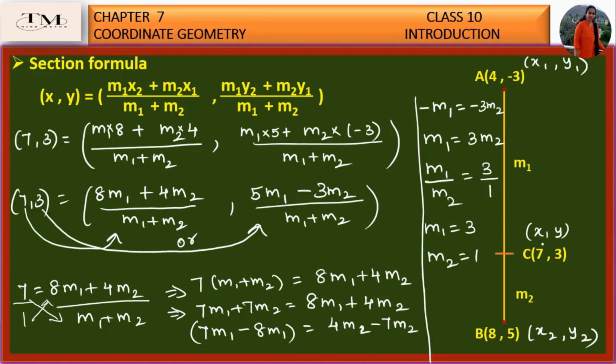So this means the point C 7 comma 3 divides A comma B in the ratio 3 is to 1. So m1 is 3 and m2 is equal to 1. So this is divided in the ratio 3 is to 1. To find the ratio, you can use this section formula and easily find out.